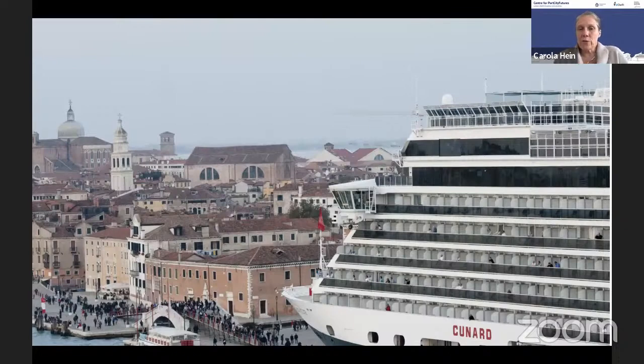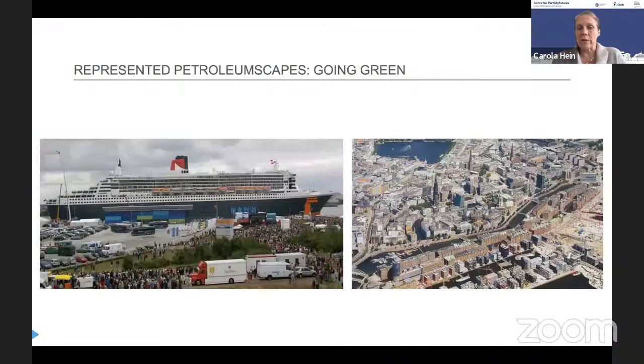Now, these huge scales of the sea machines fueled by petroleum include the big cruise ships. You've probably all heard the debates about the cruise ships in front of Venice, which is now forbidden, but that same discussion has gone on in many other cities. In the case of Hamburg, for example, Hamburg was named Green Capital of Europe.